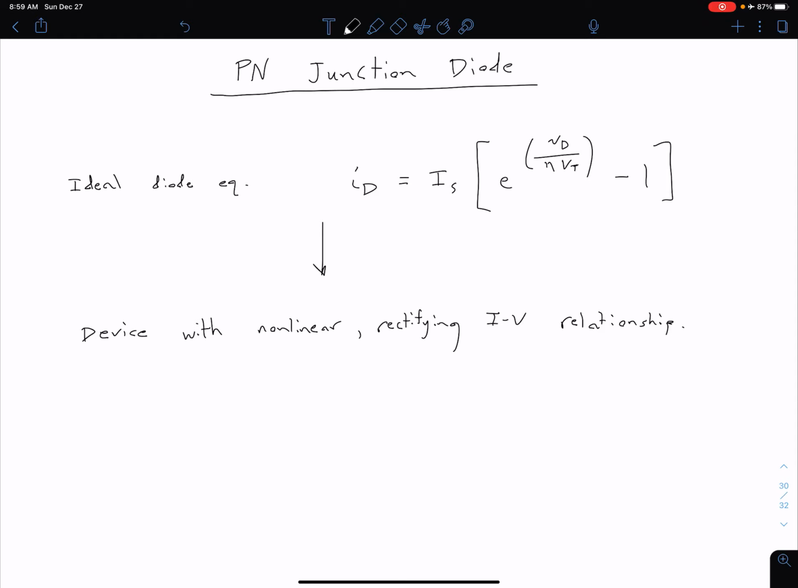And so what does that mean, rectifying? What that means is that it only is going to conduct in one direction. So it only conducts in one direction.